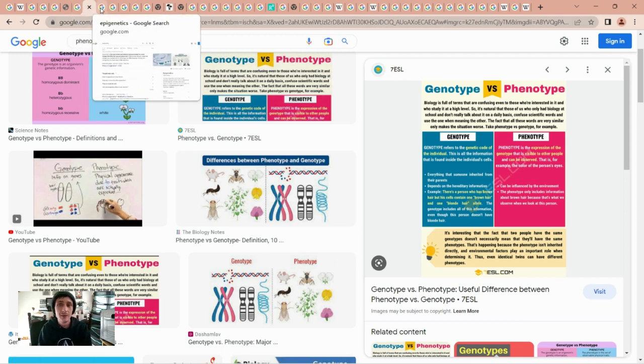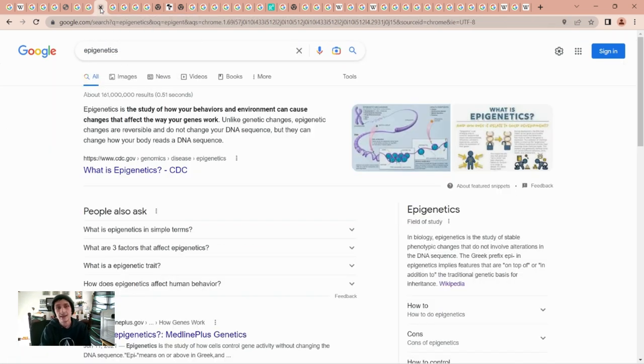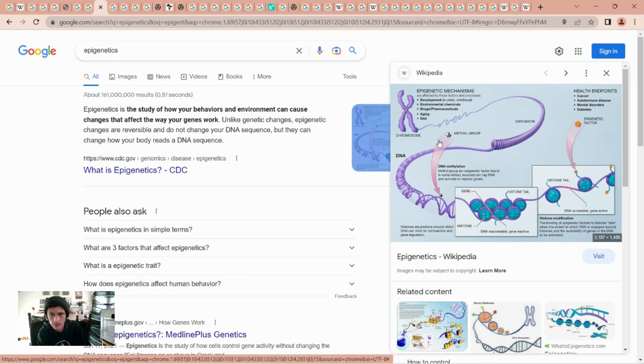We can also get into epigenetics. It's a study of how behaviors and environment can cause changes that affect the way your genes work. So even if, say, you have a clone that has undergone environmental stresses or even just changes, it can be altered. If you look at this diagram, they're alterations. They're actually like methylations that attach to the DNA and cause different expressions within it. It's kind of hard to explain.